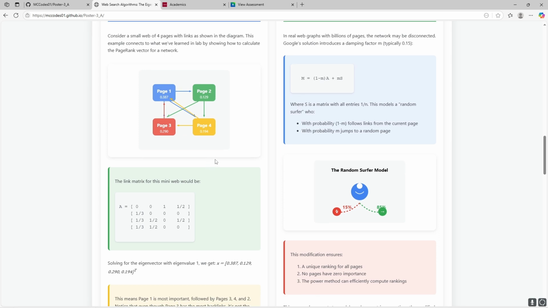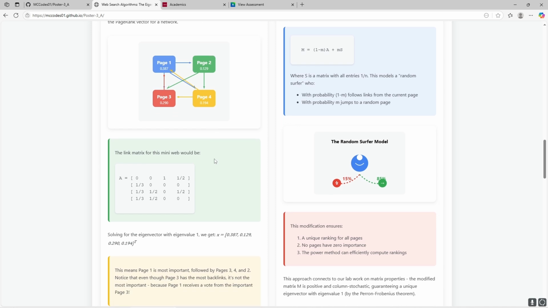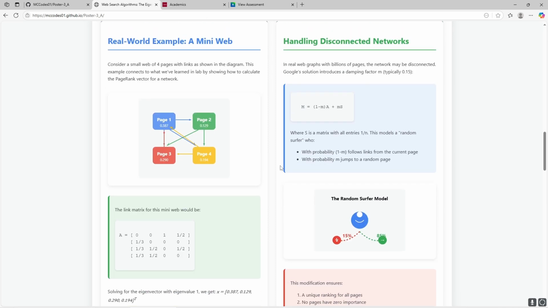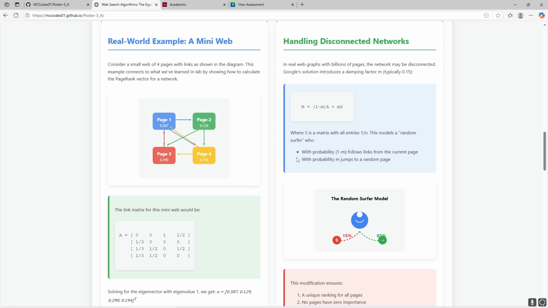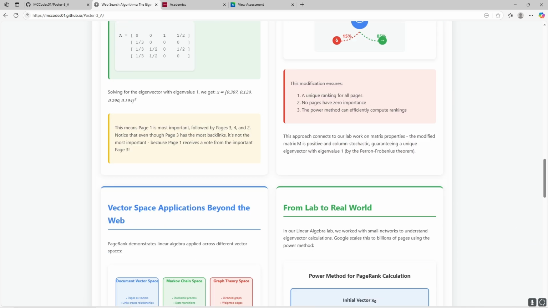What I find particularly interesting is how PageRank demonstrates linear algebra across different vector spaces, right? In document vector space, each website is a vector, and PageRank finds the most important directions, right? In a Markov chain, it's finding the steady state probability distribution of a random surfer here, right?